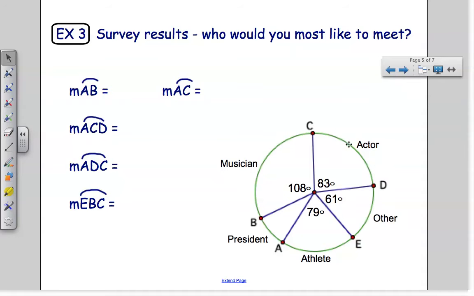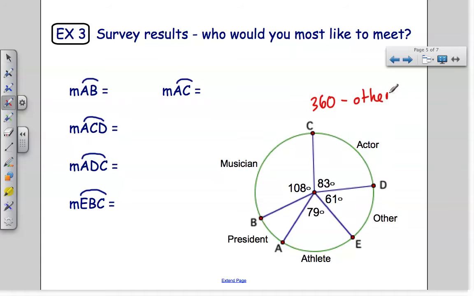This is actually survey results from who would you most like to meet? So it's kind of a circle or a pie graph here. So an actor had 83 degrees, other 61 degrees, athlete 79 degrees, musician 108 degrees, president missing. Well, how can I figure out the angle measure here? I have everything but this angle. Notice there are no diameters, so that won't help me. But what do you know the angles in the entire circle should add up to? Shouldn't they all add up to 360? So 360 minus the others.